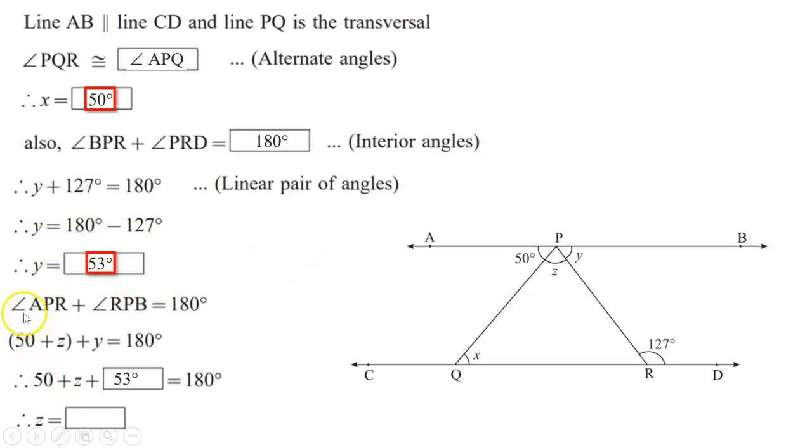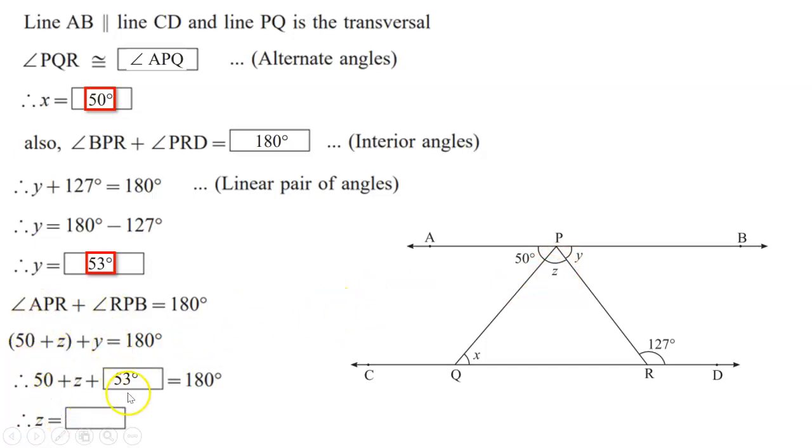Next, angle APR. Angle APR plus measure of angle RPB is equal to 180. APR is nothing but the 50 plus Z plus Y is equal to 180. Substitute the values.